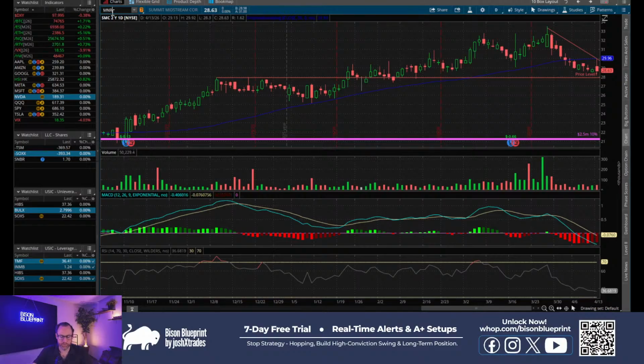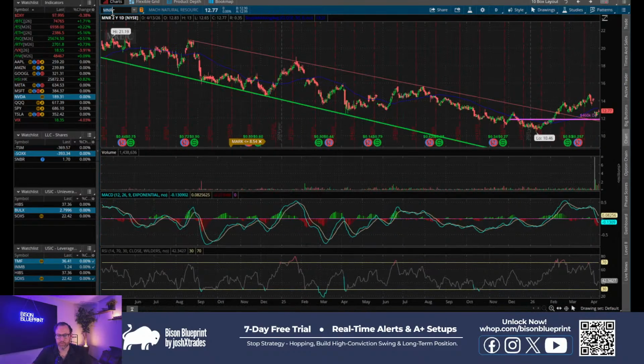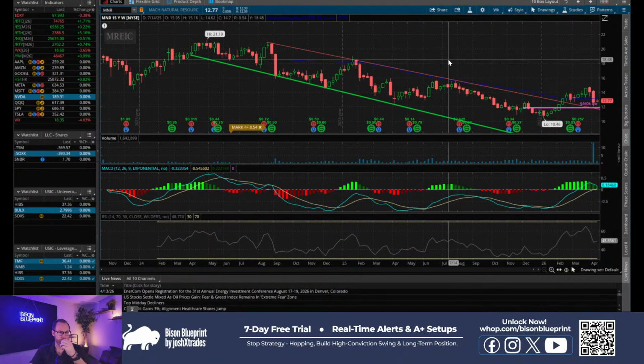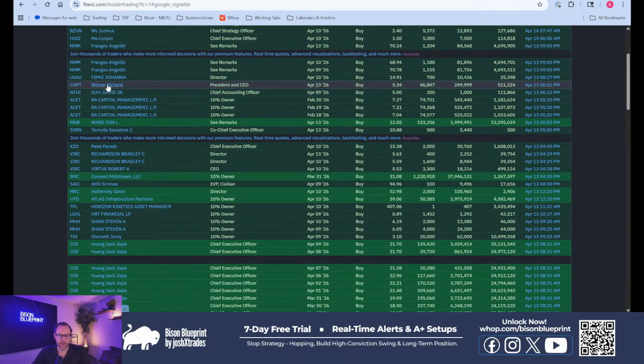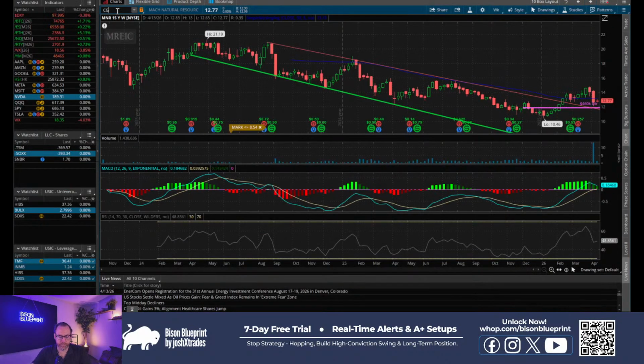MNR, natural resources. We've seen a lot of these natural resource names start to look pretty bullish here. So could see this push off of this $12 level. And then CHPT.